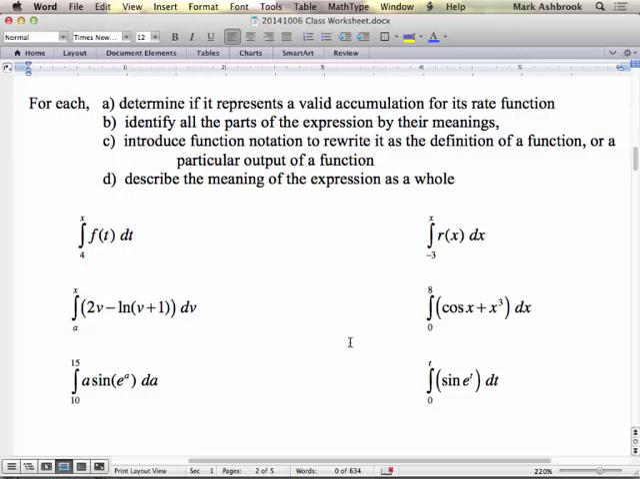Identify all the parts of the expression by their meanings. Introduce function notation to rewrite it as a definition of a function or a particular output of a function. And then describe the meaning of the expression as a whole. So you've got 4 things to do for each of these. I want to really get you understanding this by the time we leave. We've got 9 minutes. Here we go. Talk about it, get your questions answered, and then we'll talk about them at the end.